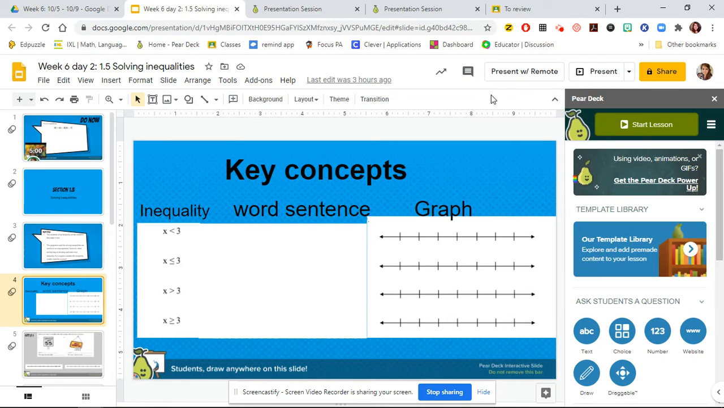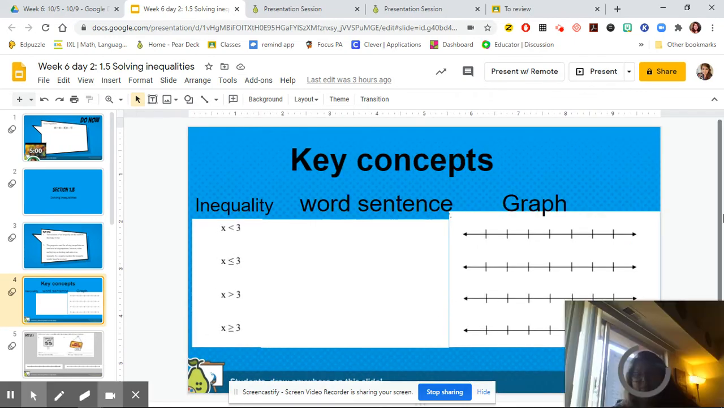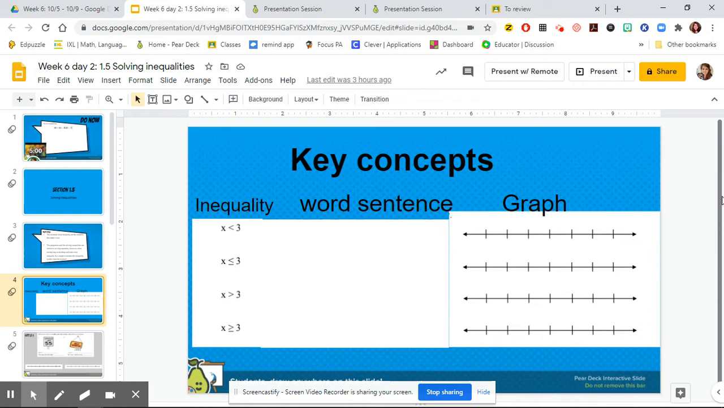All right, if we look at the first example, we are going to be writing out and simplifying. We are going to be writing out our word sentence for the first example.